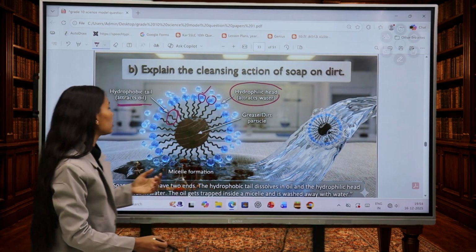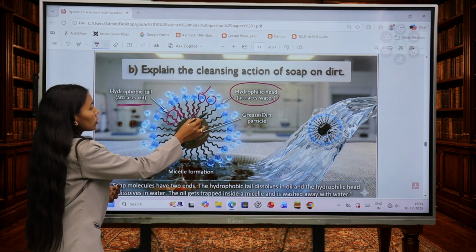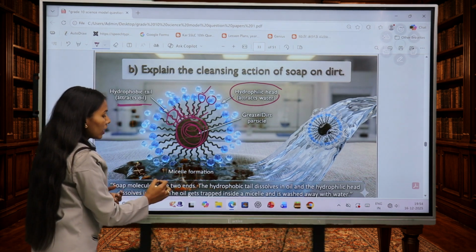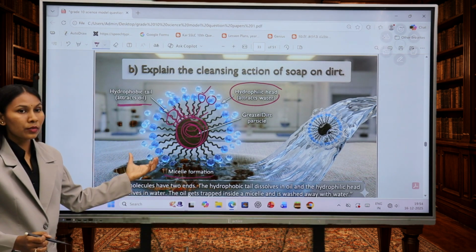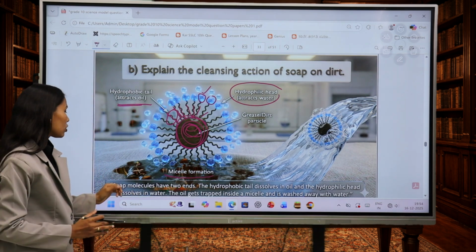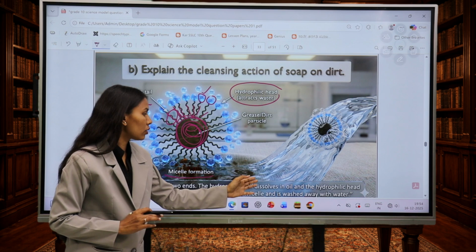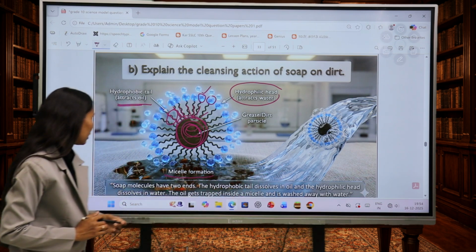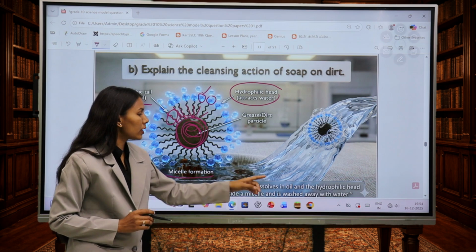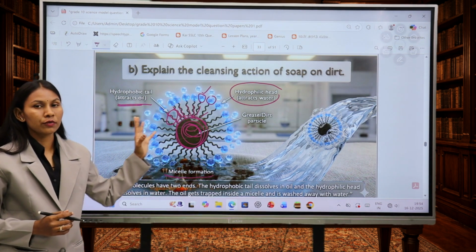So here what happens, once these attract the oil and dirt, the grease or dirt particles are accumulated. Again this forms the micelle, meaning micelle formation will be occurring. So let's see, soap molecules have 2 ends. The hydrophobic tail dissolves in oil and the hydrophilic head dissolves in water. The oil gets trapped inside a micelle and is washed away with the water. So this is the cleansing action of the soap.